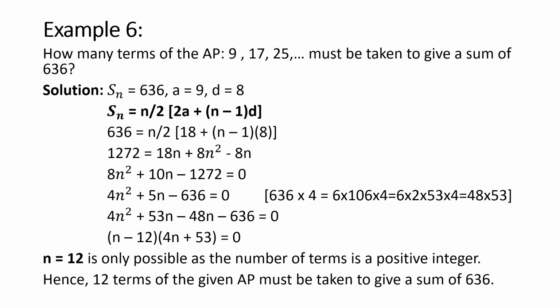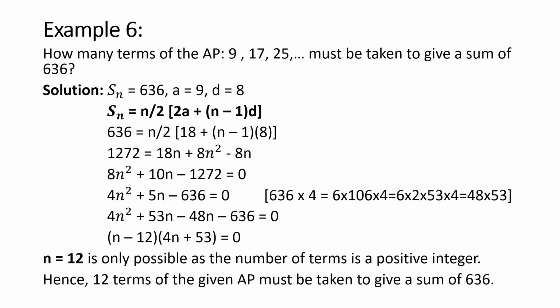Example 6. How many terms of the AP 9, 17, 25 and so on must be taken to give a sum of 636? That means we want the sum as 636. The first term is 9, a is equal to 9. Common difference is 17 minus 9, which is 8. We have Sn as n by 2 into 2a plus n minus 1 into D. 636 is equal to n by 2 into 18 plus n minus 1 into 8.